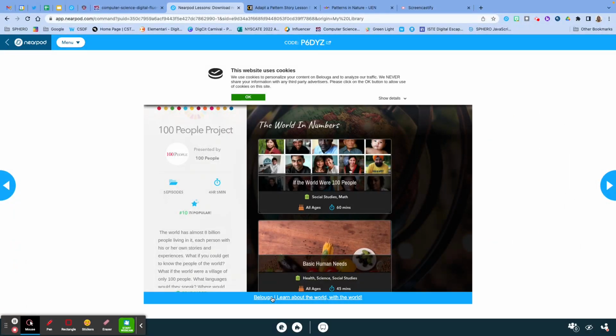Another resource for you for these standards is found on Beluga. Beluga is a freemium site, so some of them are free and some of them are not. This one happens to be free, where it's the 100 People Project, where you can read and watch different videos and do some different activities around the people that live around the world.